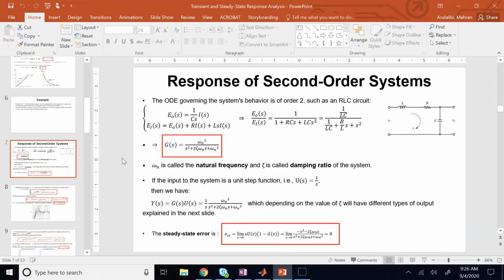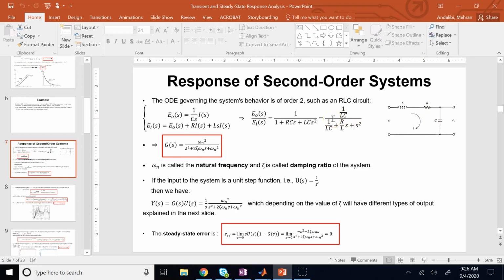When you have a second order system, you can show that. For example, you might say, what do you mean by second order system? I mean the governing differential equation is second order, or if you find the transfer function, the denominator is a polynomial that is quadratic in terms of s. So like an RLC circuit or a mass spring damper system.